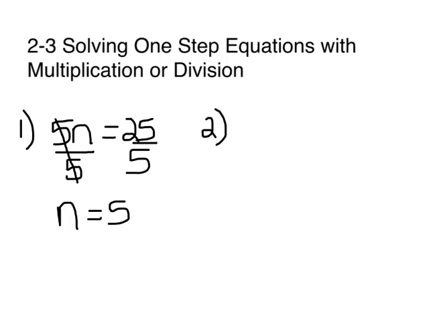Here's example 2. We have a negative 3 times n equals a negative 12. Remember that this is a negative 3 times n. So in order to undo this multiplication between the negative 3 and the n, we'll be using division. We'll be dividing both sides by a negative 3.